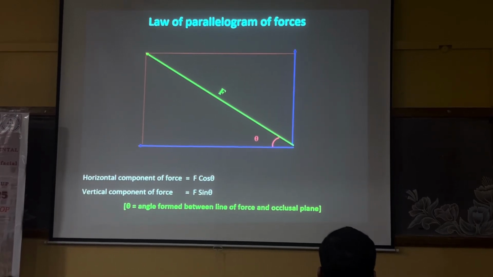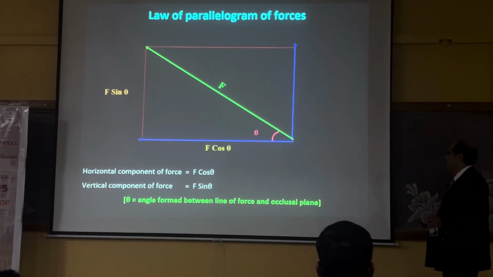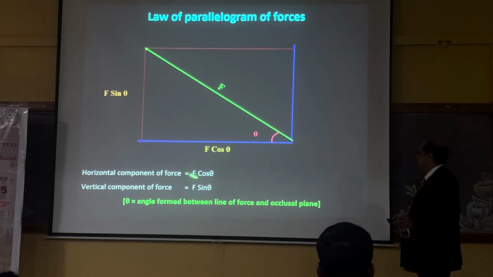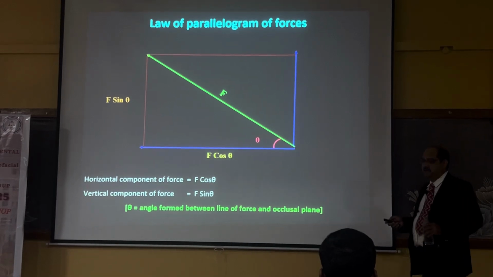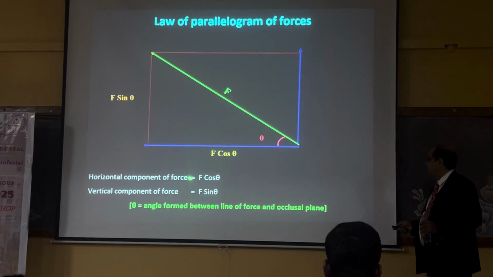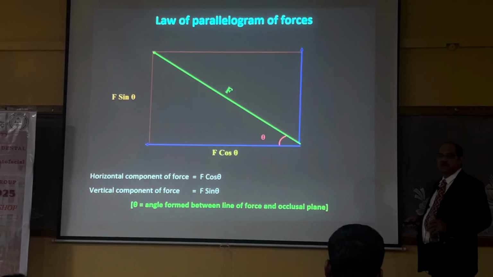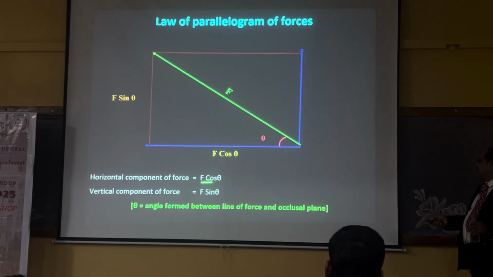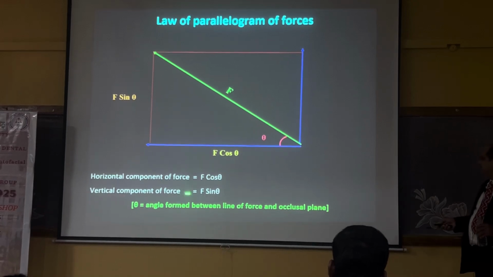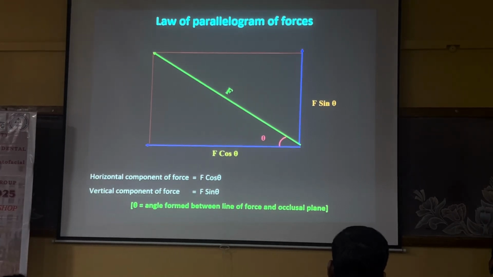Now, if you want to measure your horizontal force, this is the formula: F cos theta. Here, F is your force. Say you're putting about 300 grams of force. F is your force, and theta is this angle here. So F cos theta will give you the horizontal component, and your vertical component is F sin theta. Let us see an example.